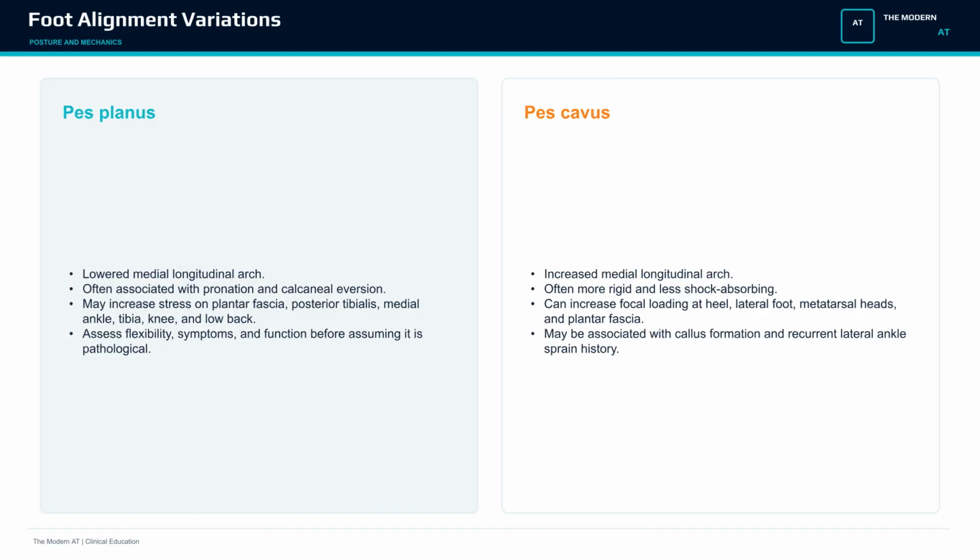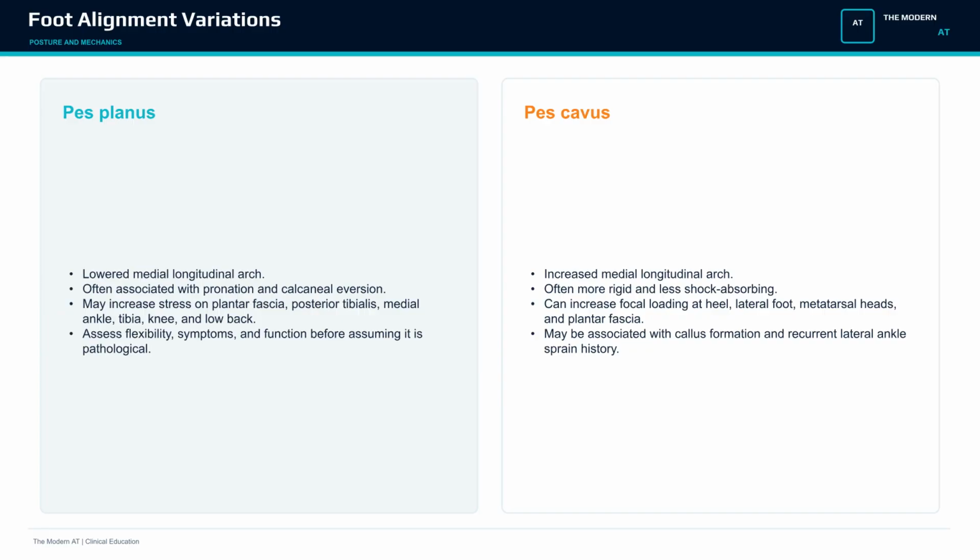Pes planus and pes cavus are alignment patterns, not automatic diagnoses. A low arch or high arch can be completely asymptomatic, so the clinician has to decide whether the posture is flexible or rigid, painful or painless, and relevant to the complaint.